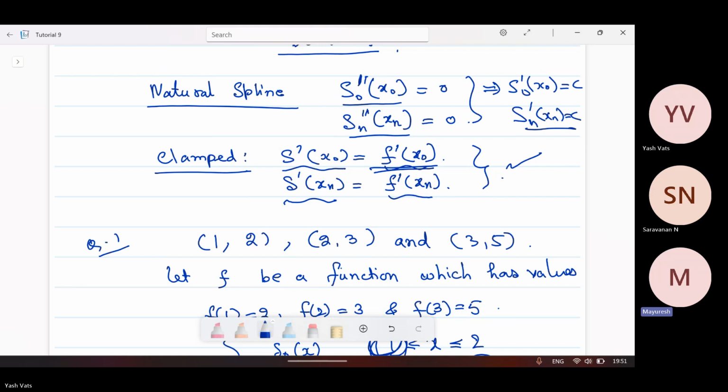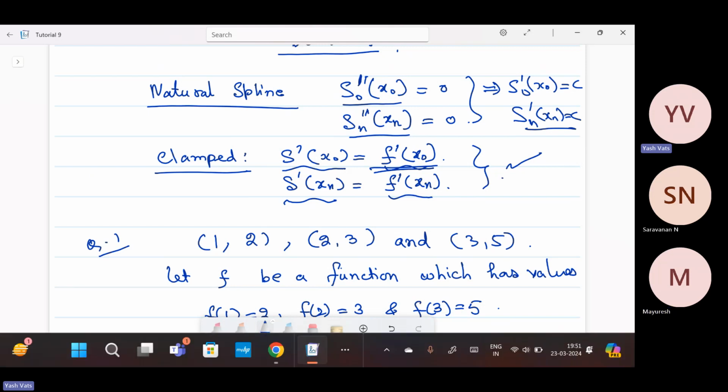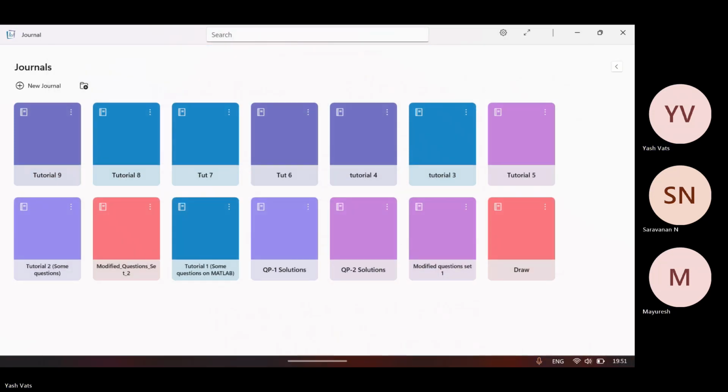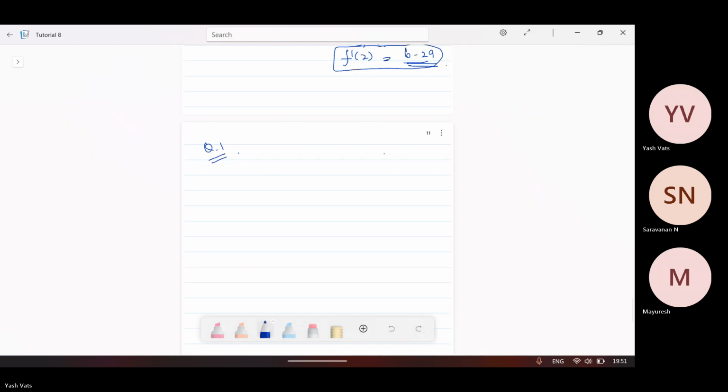F dash was not given. F dash at x naught and x. Okay, just recall these conditions, right? Last time what I've done.